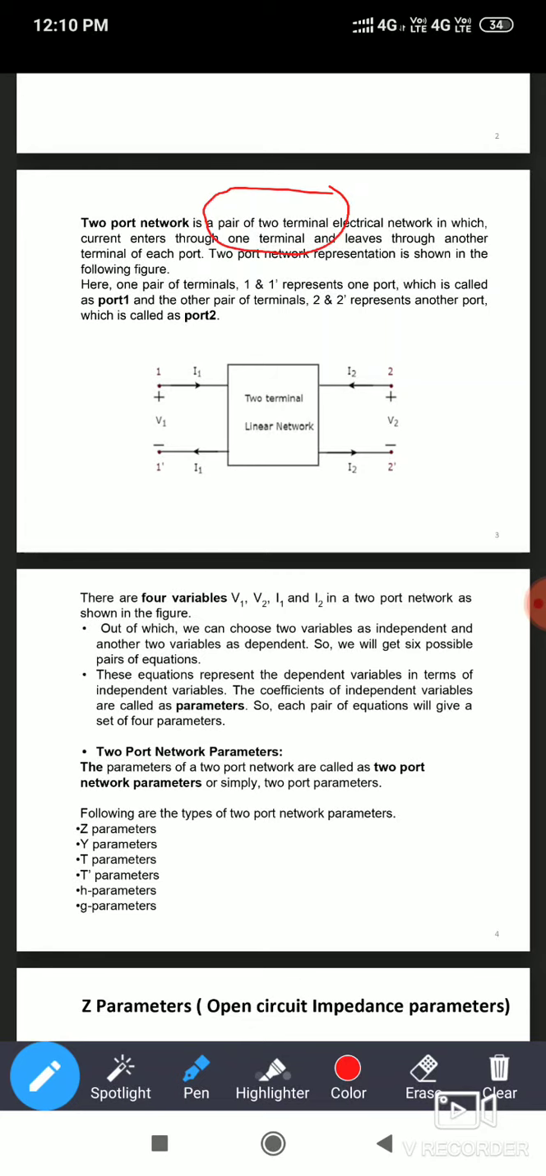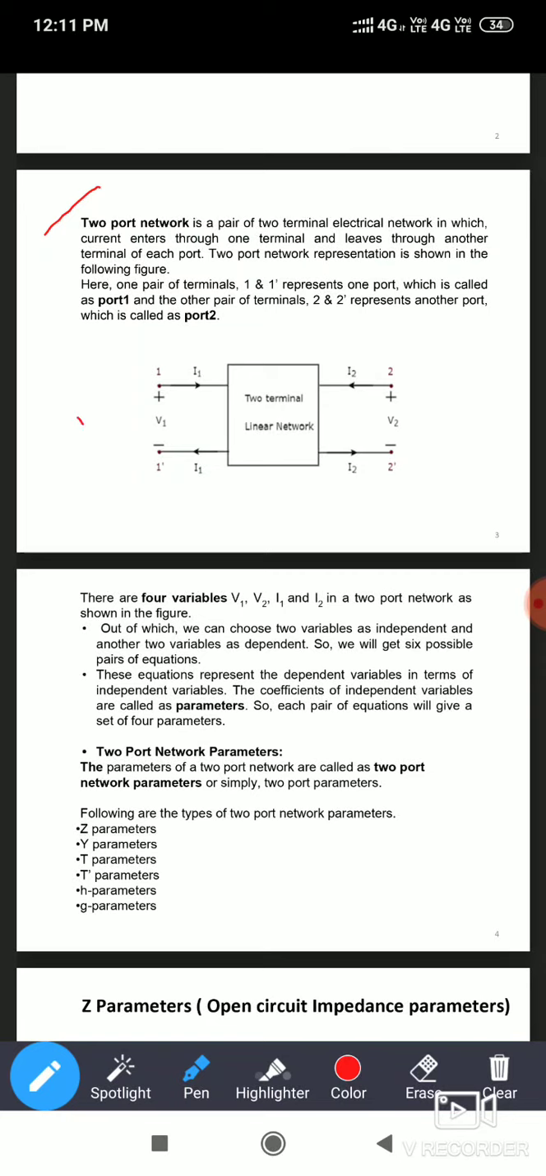So as in the introduction or in the part of title of the chapter, I have shown the diagram having two ports. Each port is having a pair of terminals, 1 1 dash, 2 2 dash. Same way, a two port network is nothing but a pair of two terminal electric network in which current enters through one terminal and leaves through another terminal.